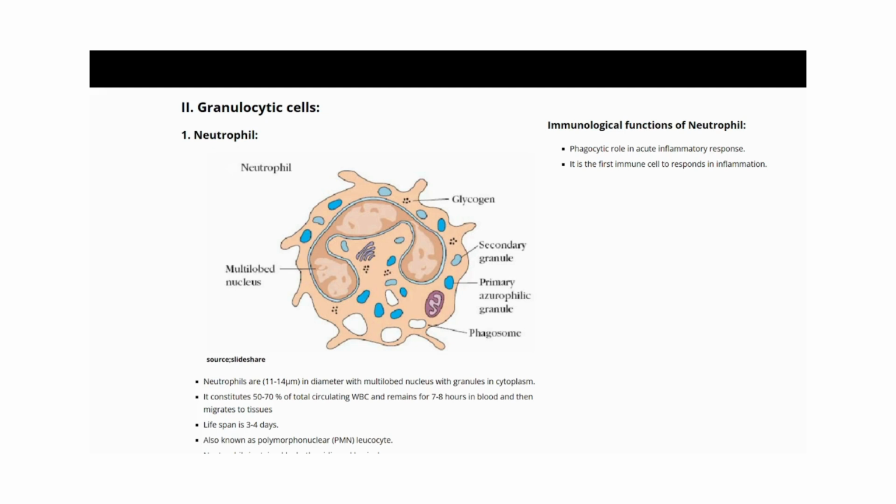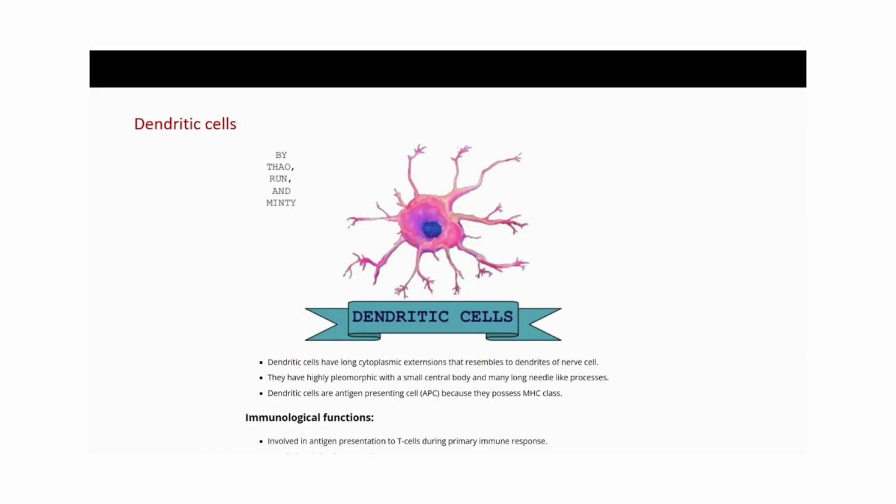Then what about the lifespan of these neutrophils? The lifespan is 3 to 4 days for the neutrophils. And one more important point is we can stain these neutrophils with acidic as well as basic dyes.